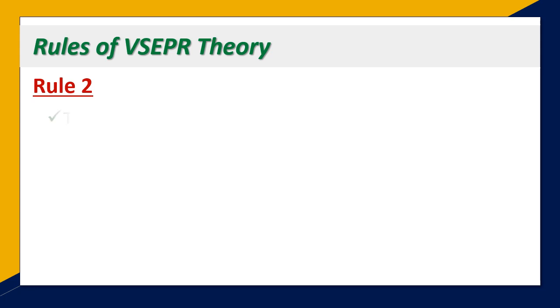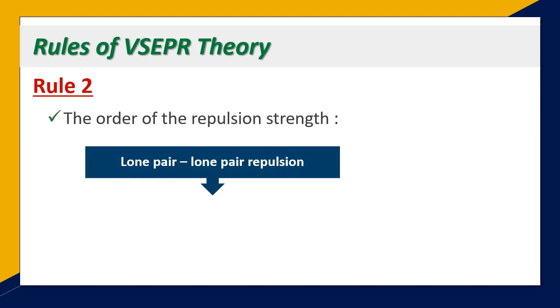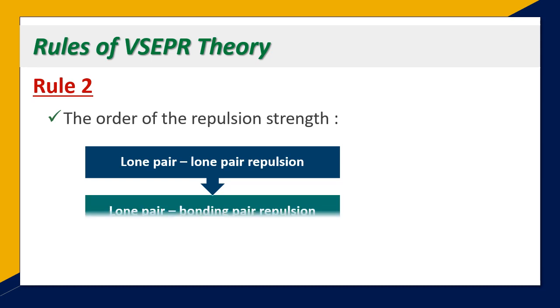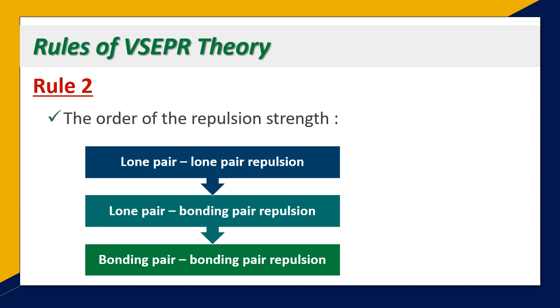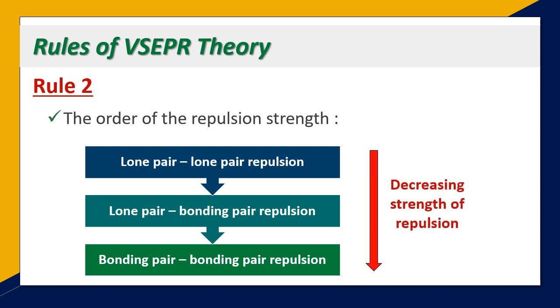Rule number 2. The order of the repulsion strength is as shown in the diagram. The strongest repulsion is lone pair-lone pair repulsion, followed by lone pair-bonding pair repulsion and bonding pair-bonding pair repulsion. This diagram shows the decreasing strength of the repulsion.